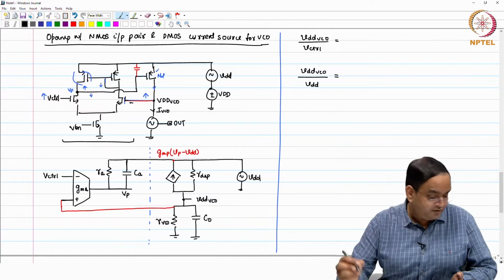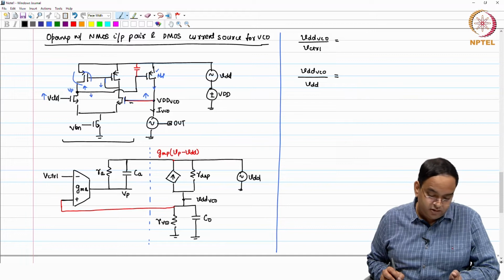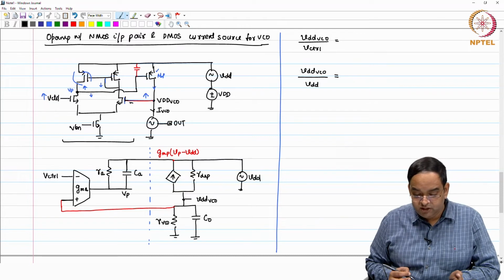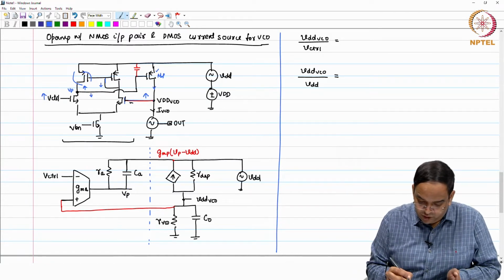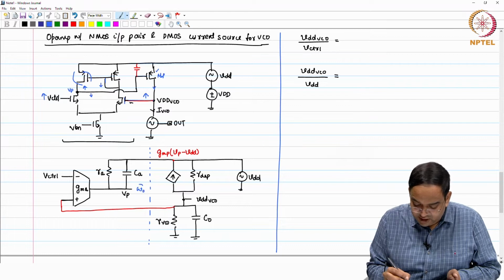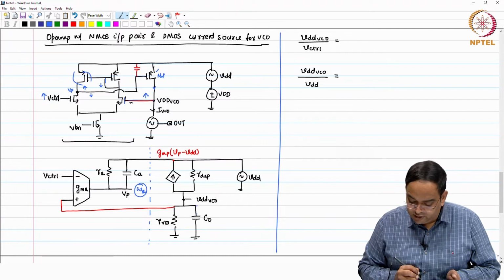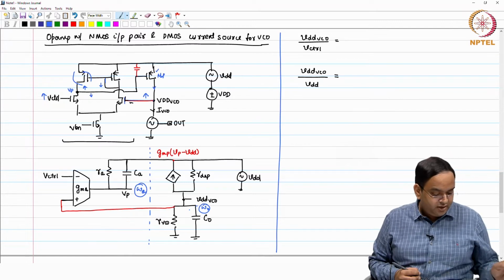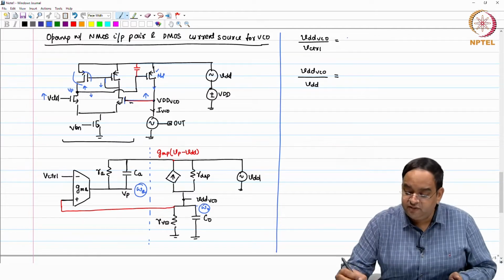So, if I look at VDD VCO divided by V control, what we will find here is that this is a low pass transfer function with two dominant poles. One pole is at the output of the op amp, which you can say is omega O, the dominant pole, omega amplifier, and the other is at the load, which is omega out. So, these two are the dominant poles which we have in general. Let us look at both these transfer functions.